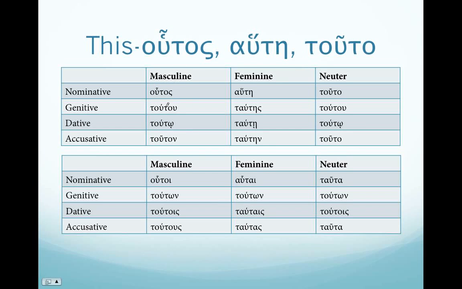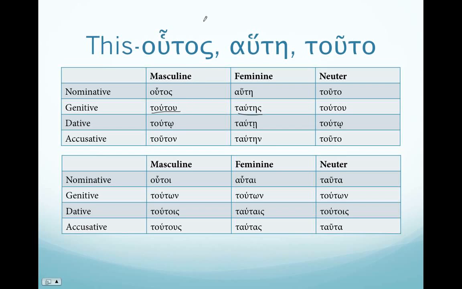Now, there are going to be two things that you need to notice about this, which will help you in declining this. The first thing that you'll notice is that it's a first and second declension adjective. Hutos, toutou, touto, touton, and in the feminine, haute, tautes, taute, tauten. So these endings you already know. But what you'll notice is that the stem is strange, right? Let's look at the genitive here. We have toutou or tautes. We have two different stems. How do I know which stem to use?